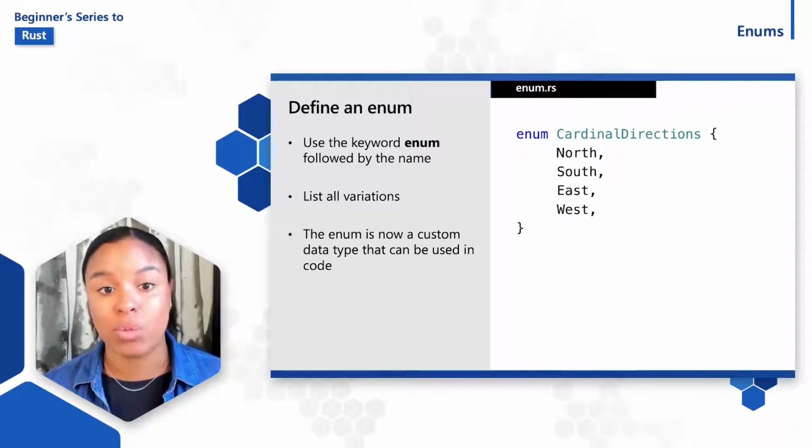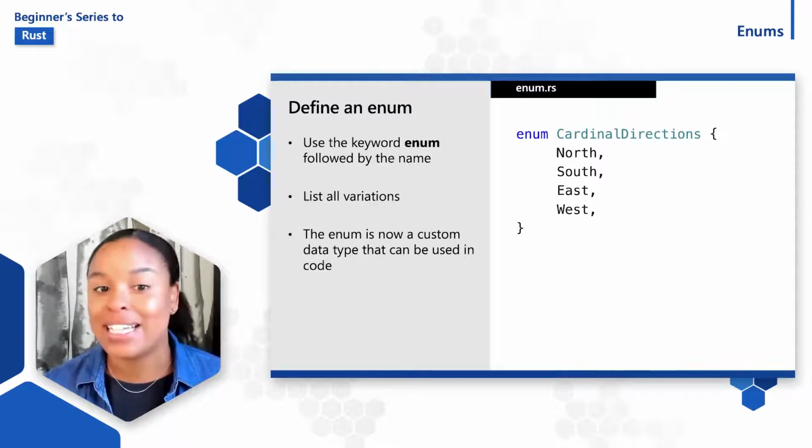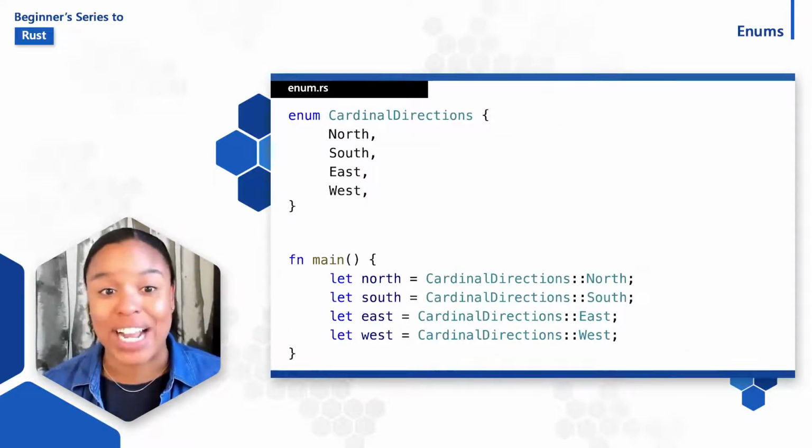Our enum would be called CardinalDirections and can be defined using the keyword enum before the name. And in the enum, the variations would be north, south, east, and west. Now, CardinalDirections is a custom data type that we can use in our code. Instances of the variants can be created like this. Let north is equal to CardinalDirections::North. Let south is equal to CardinalDirections::South, and so on. The variants of the enum are namespaced under its identifier, and a double colon separates them.